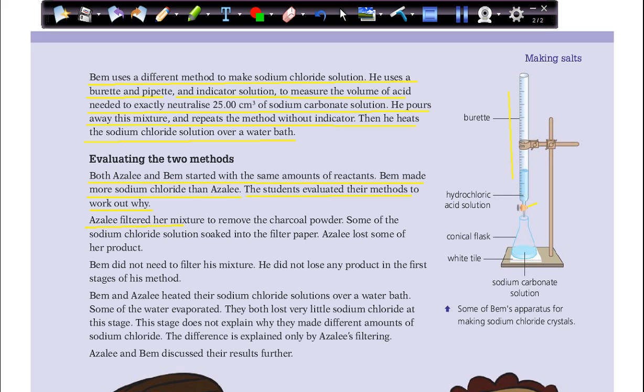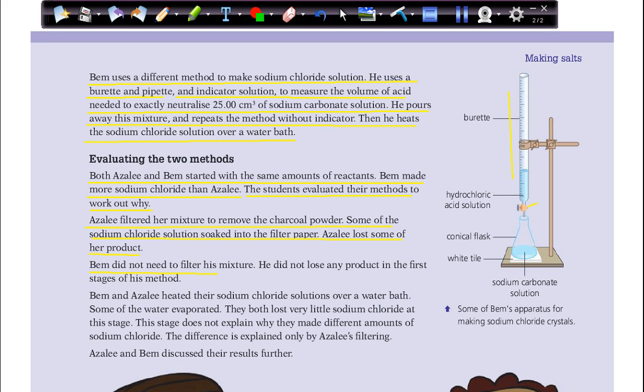Azali filtered her mixture to remove the charcoal powder. Some of the sodium chloride solution soaked into the filter paper. Azali lost some of her product. So this was one of her mistakes. She lost some of the product to the charcoal. When she added the charcoal, it sucked up some of the sodium chloride, so she lost some of it.